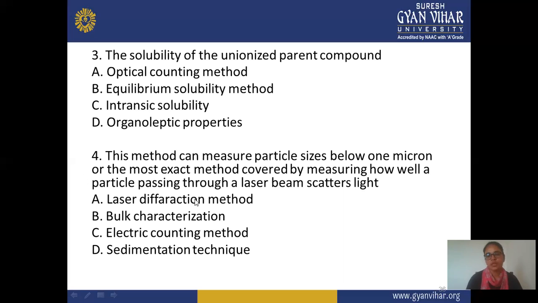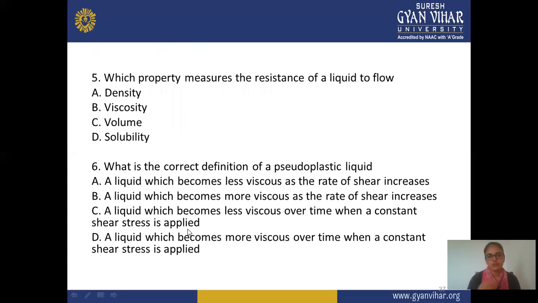There are four options. In this, A option is laser diffraction method, B is bulk characterization method, C is electric counting method, and D is segmentation technique. So according to this question, or according to particle size, you can select any one correct answer out of this ABCD option. Now next question is the fifth question.